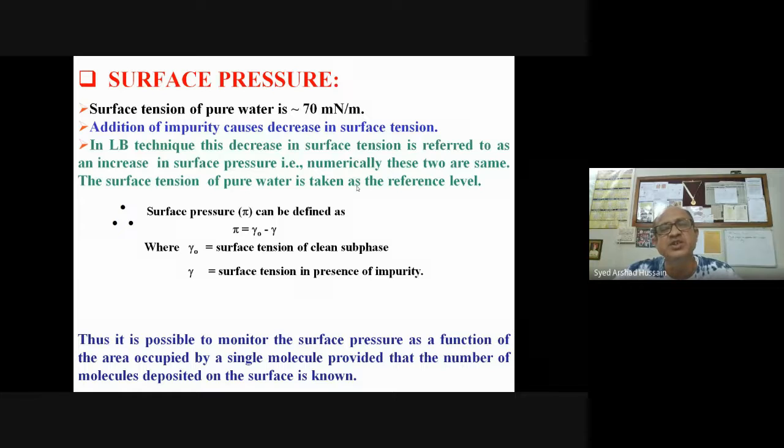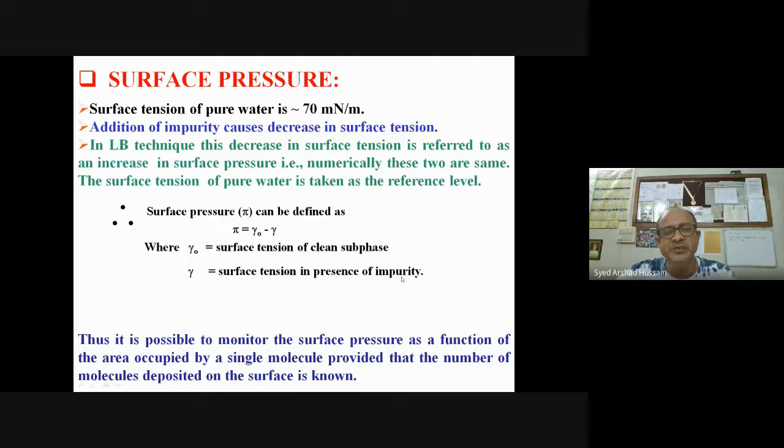So in our LB technique, what we do, there is a system. We measure the surface tension of the clean water surface. Then we spread our solution, and we know that when we add an impurity, the surface tension decreases. Here also, the surface tension decreases. We measure the change, and this is shown here. You see, pi is the difference between gamma zero and gamma, where gamma zero and gamma are the surface tension of clean water and the surface tension in the presence of impurity.